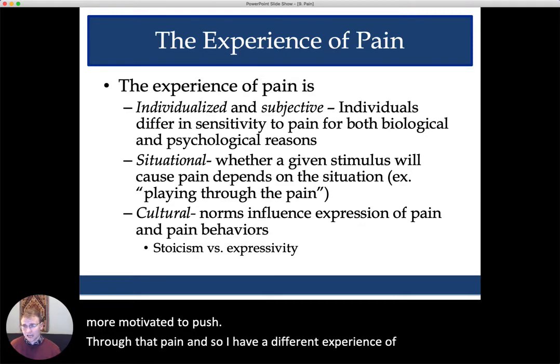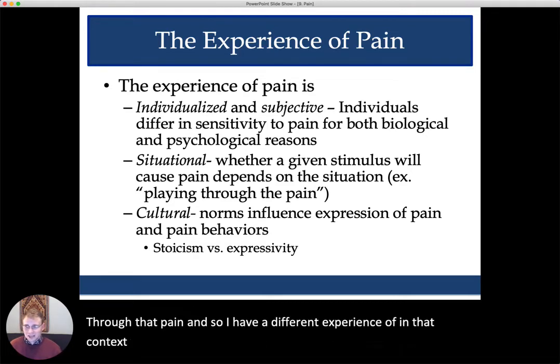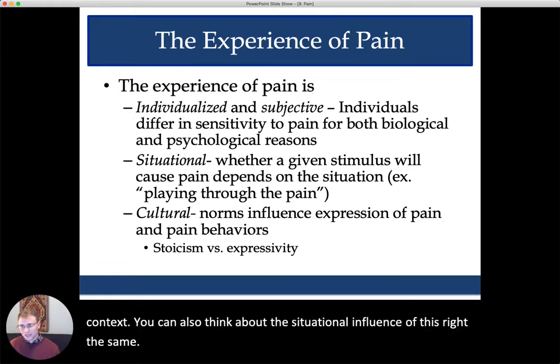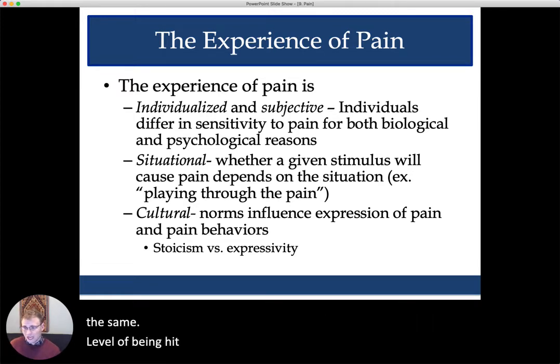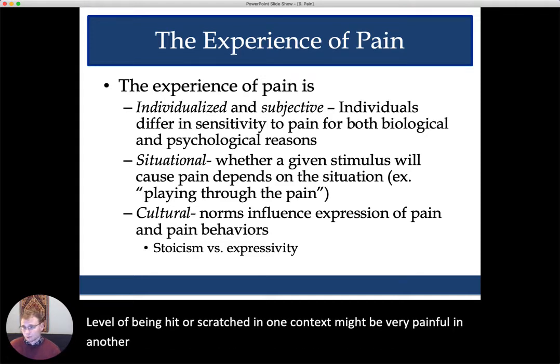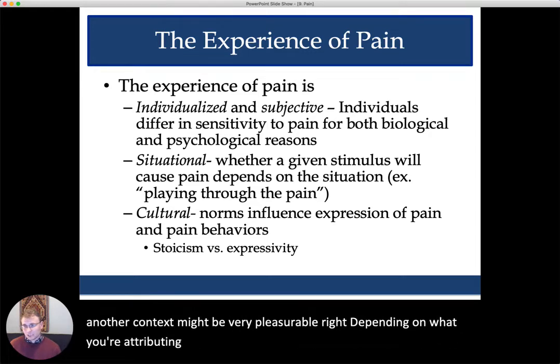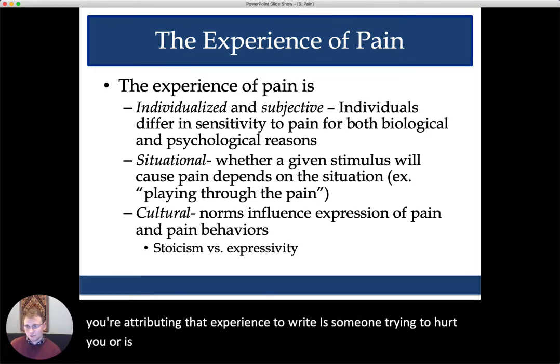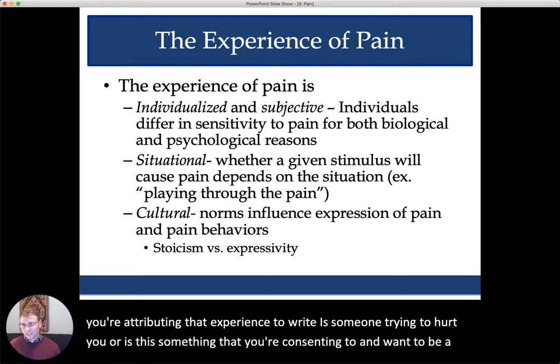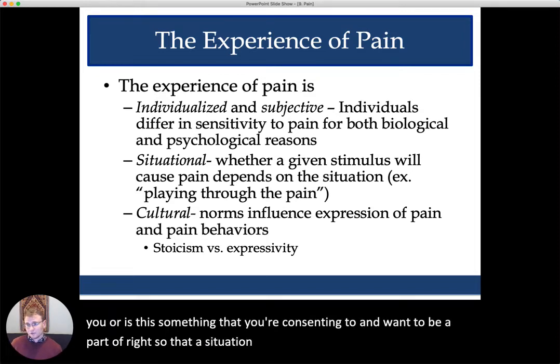You can also think about the situational influence of this, right? The same level of being hit or scratched in one context might be very painful, and in another context might be very pleasurable, right? Depending on what you're attributing that experience to, right? Is someone trying to hurt you, or is this something that you're consenting to and want to be a part of, right? So a situation can really shift how you experience that pain.